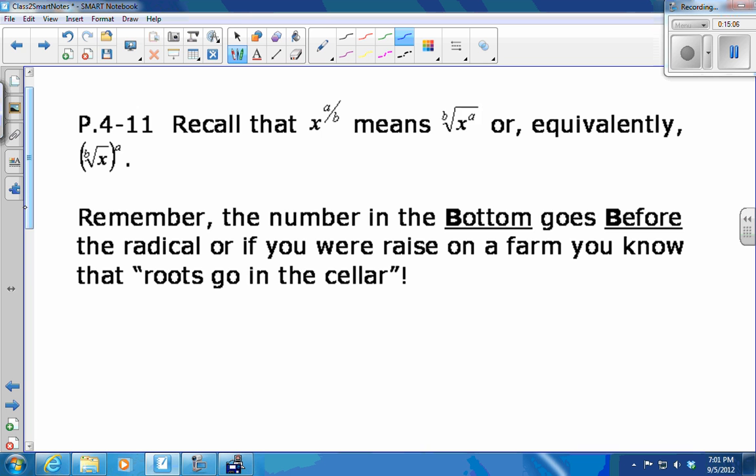So remember, x to the a over b means the bth root of x to the a, or the bth root of x all to the a. So a couple ways to remember. The bottom goes before the radical, so the b and the b. Or if you were raised on a farm, you know that roots go in the cellar, right? So b is the root in the bottom of the fraction. Roots go in the cellar.